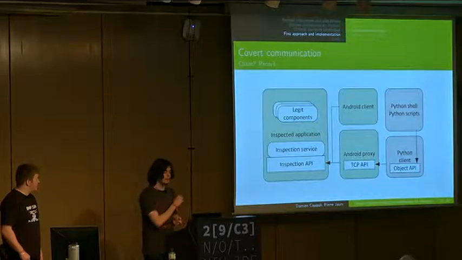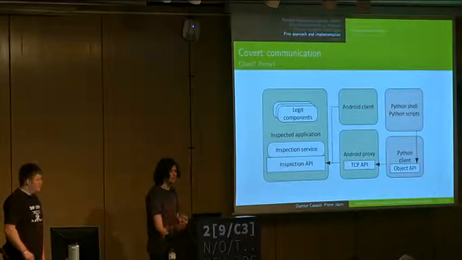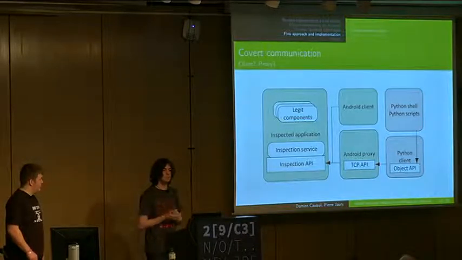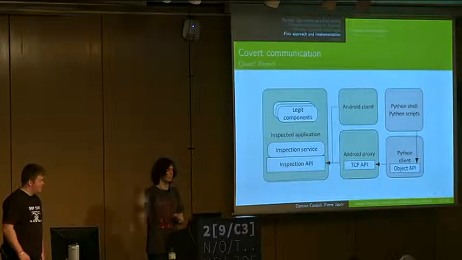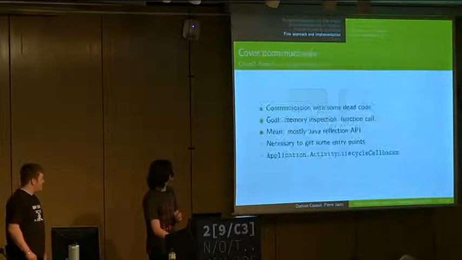How does it look at the end of the day? We have the application with all of its components. And we have our inspection service, which has just been dropped in there. And it has an inspection API, an inspection API that is called as a normal service API on the Android system. So we can build Android clients for our debugging tool, but it's still not very handy to use. So we built an Android proxy, something that communicates with the API and provides the TCP API over the network. And then we built some Python API, and we built many tools on top of that.